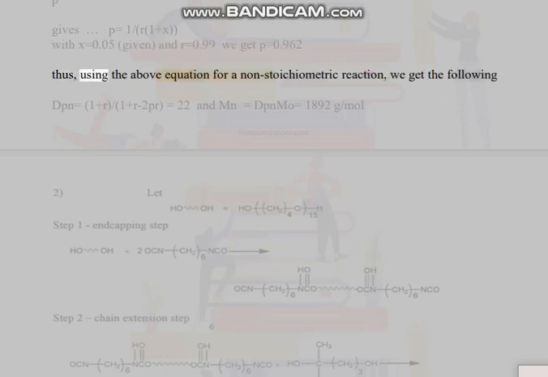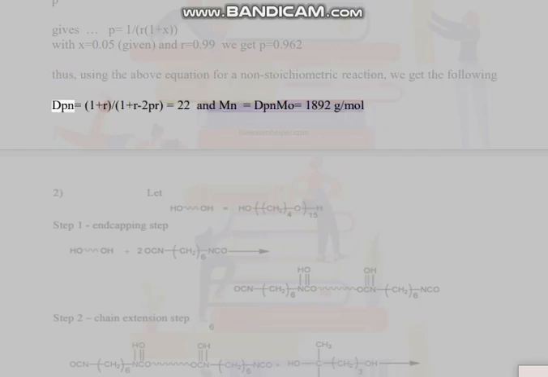Thus, using the above equation for a non-stoichiometric reaction, we get the following. Xn is equal to (1 plus r) over (1 plus r minus 2pr) is equal to 22 and Mn is equal to Xn M0 is equal to 1892 g/mol.